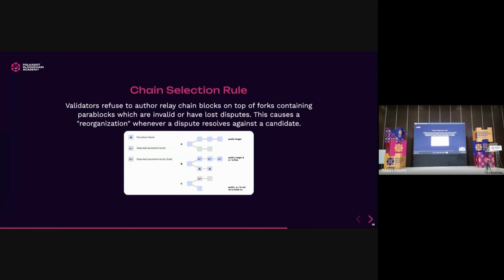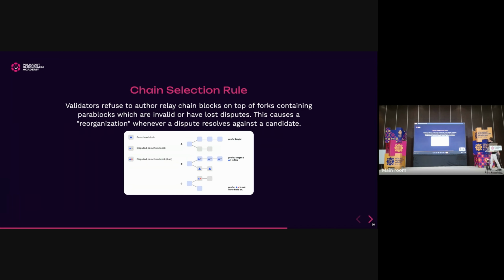Got it. Another thing I was wondering is, this is for one parachain, but when we're talking about 200 parachains, if one parachain block is invalid, not all the parachains can move forward. So does one parachain affect every other parachain?